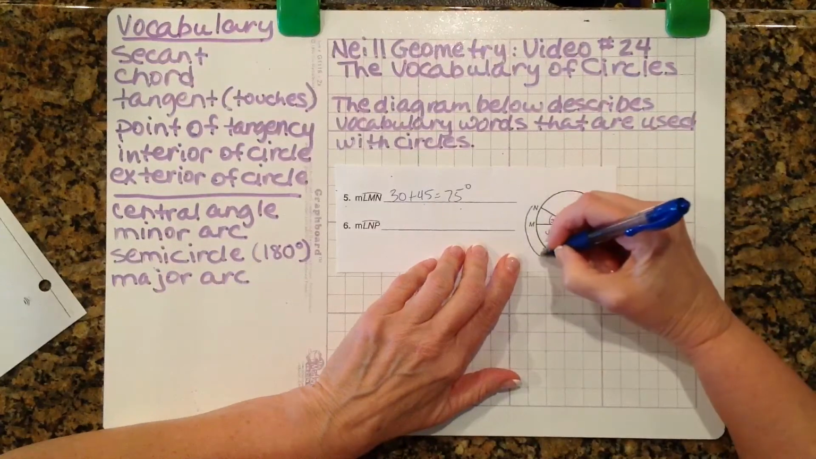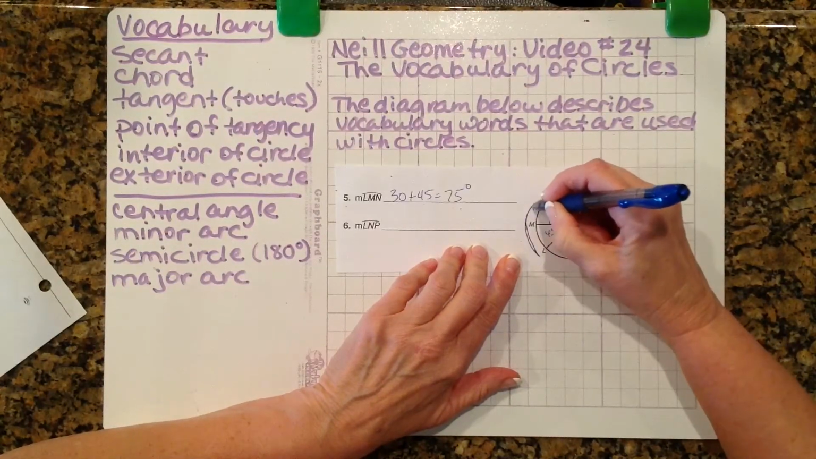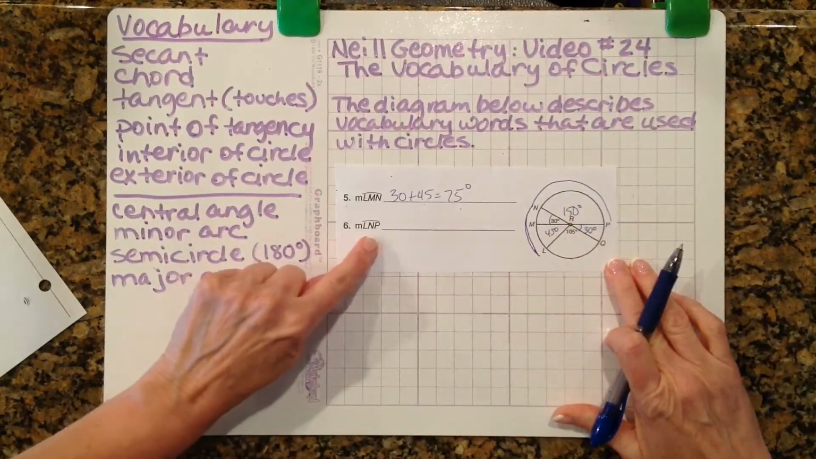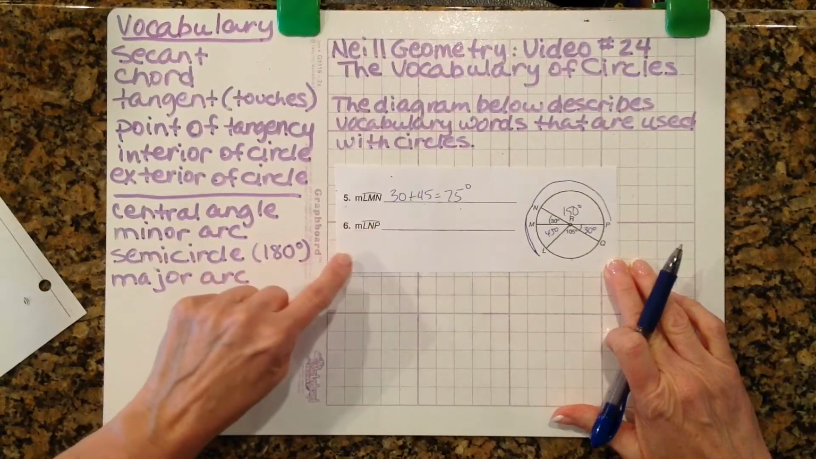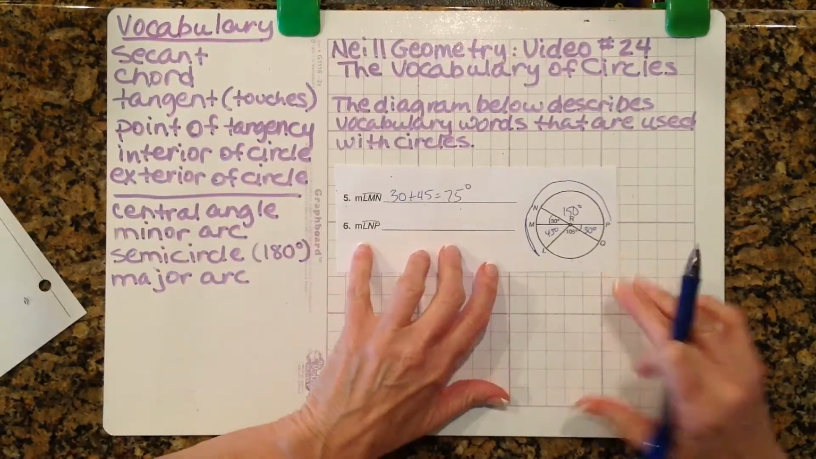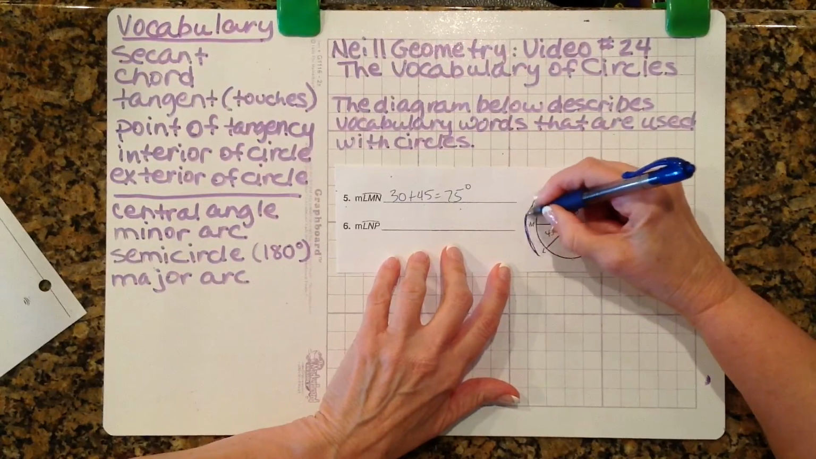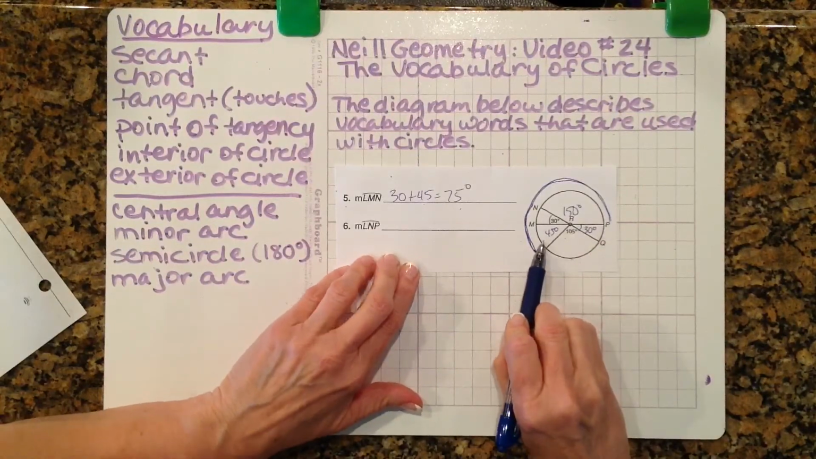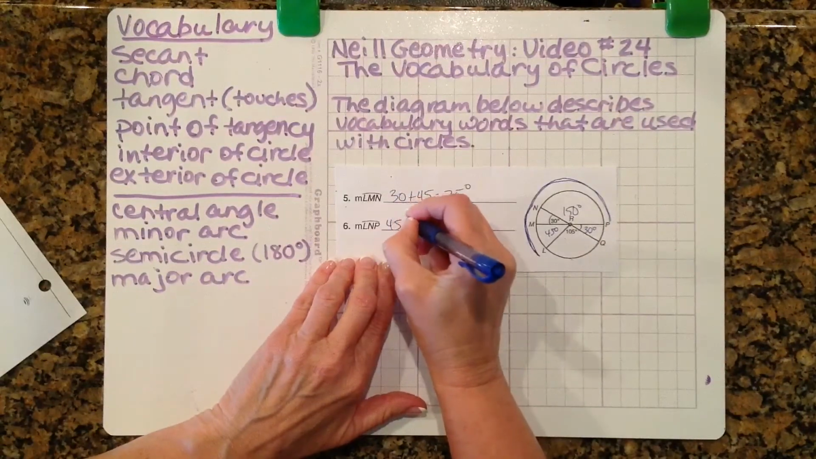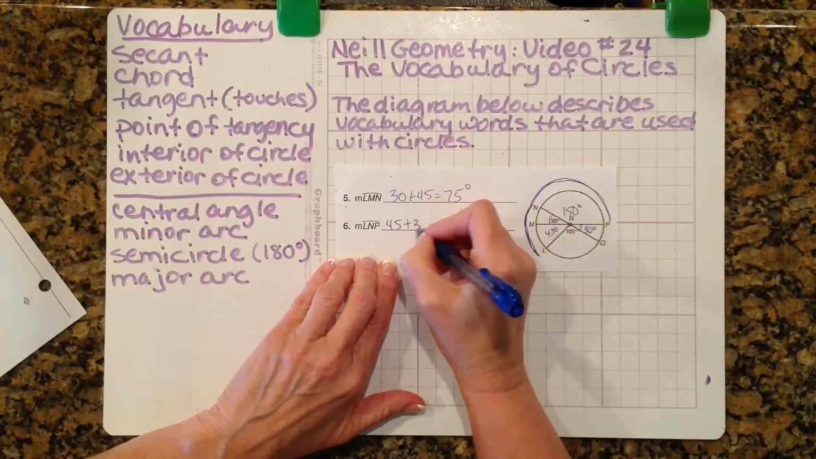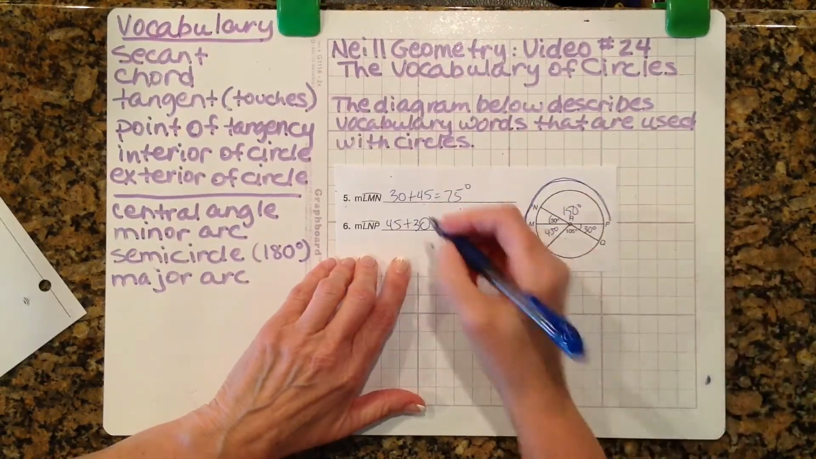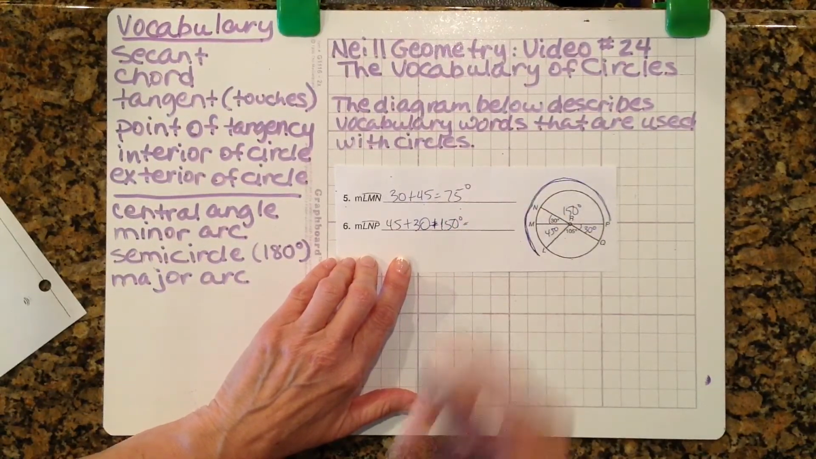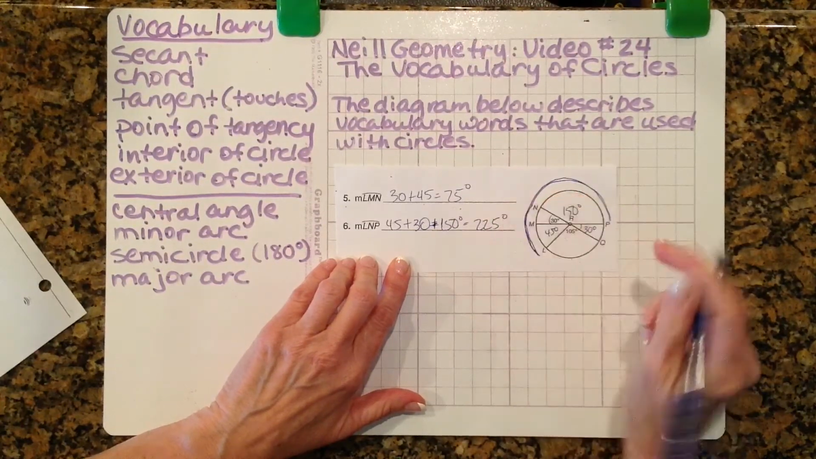Okay, LNP. So I'm at L, I go to N, and I go all the way around to P. You have to go in order. You have to go from L to N to P. You can't go LPN or any other order. I have to start at L, I go to N, and I go all the way around to P. So what arcs does that encompass? 45 plus the 30-degree arc, plus the 150-degree arc. So add those three numbers up and you get 225. And that's definitely a major arc.